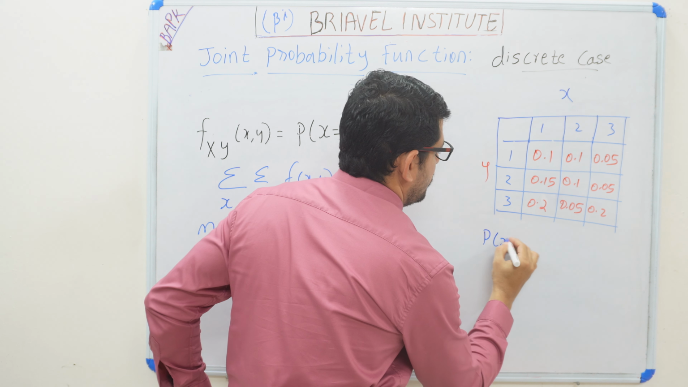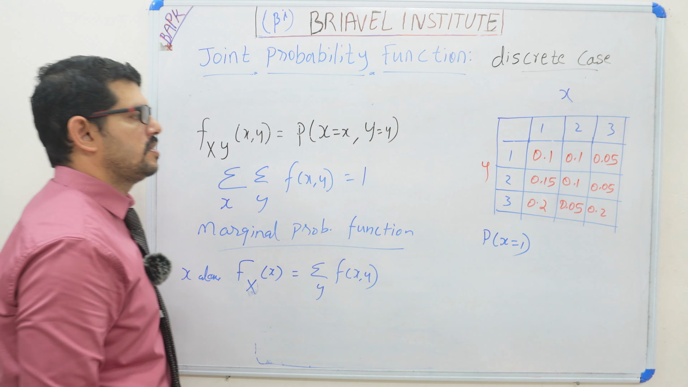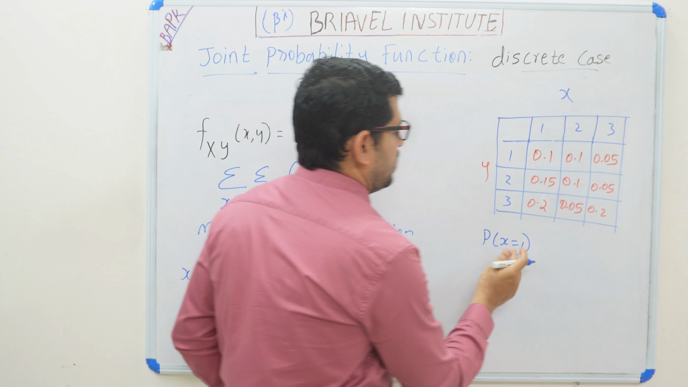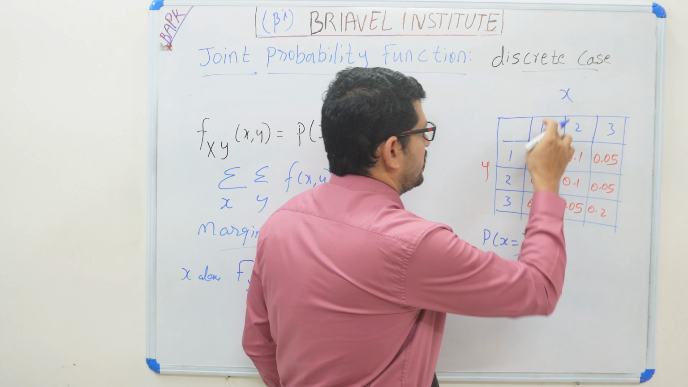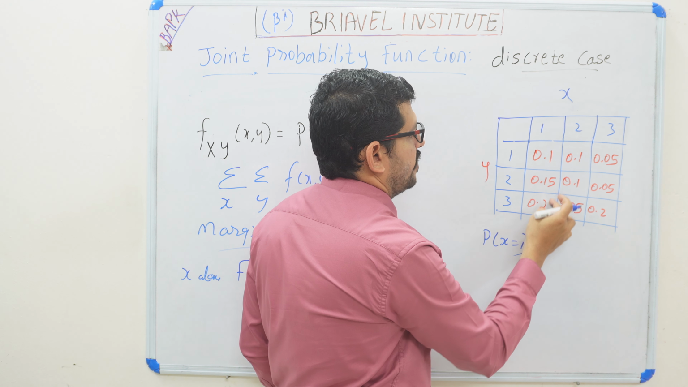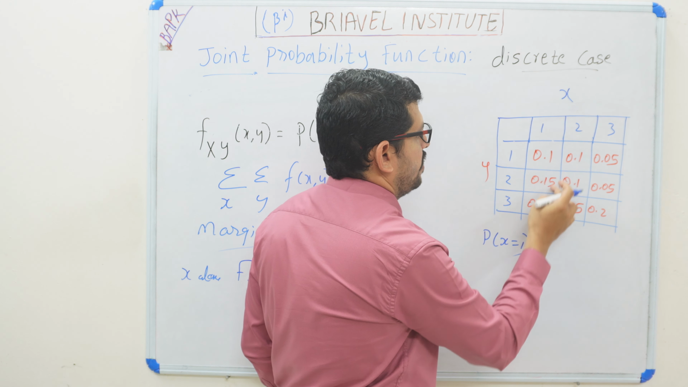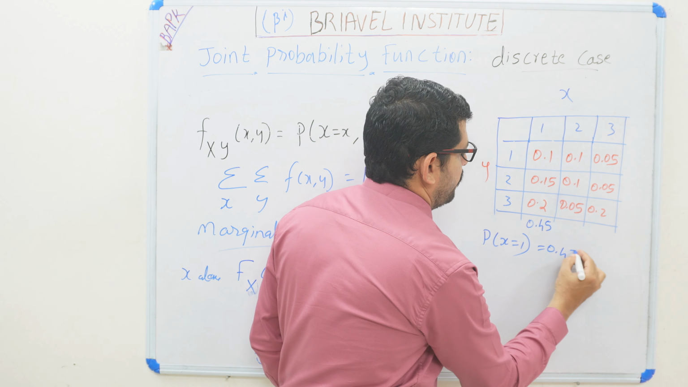Probability of x is equal to 1. There is no other probability we are taking; that is x alone. What is the probability of x is equal to 1? We add 0.1, 0.15 and 0.2, so 0.2, 0.3, 0.45. There is a chance of 0.45.